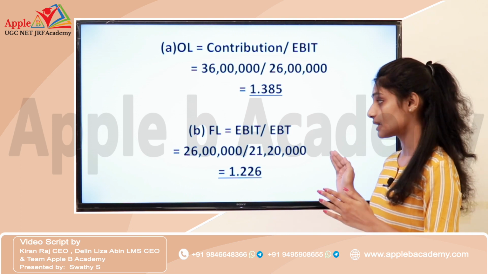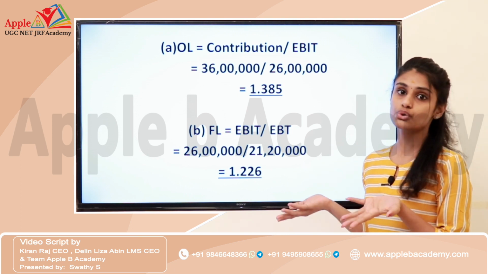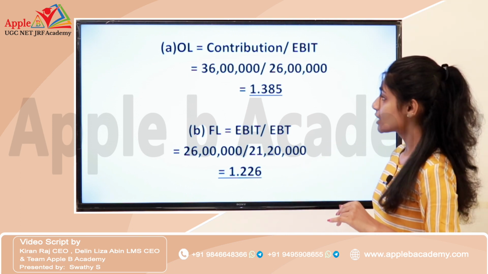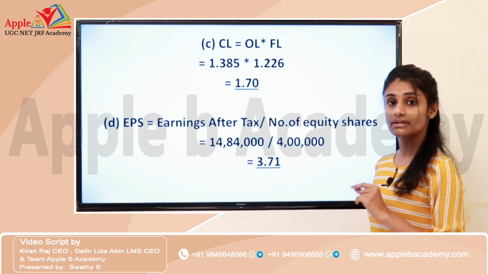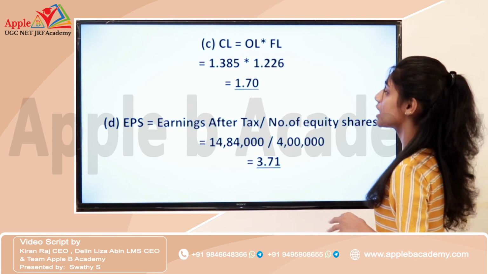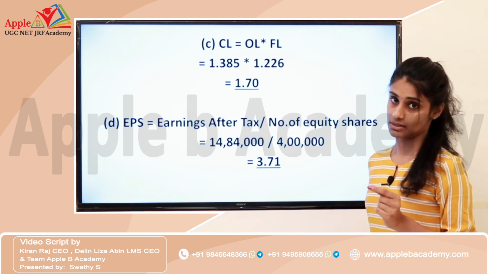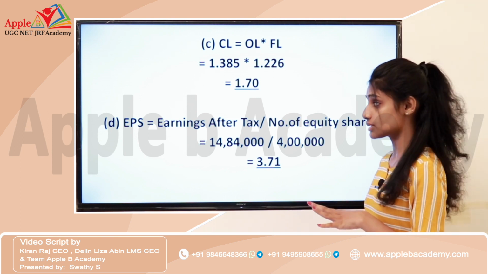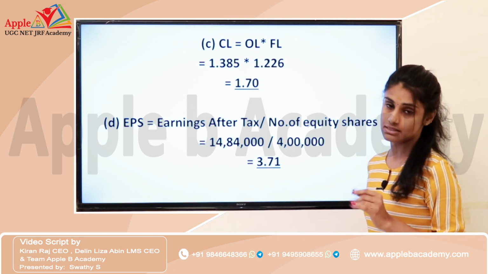So now you have operating leverage and financial leverage, so you can find combined leverage. Okay. So combined leverage is equal to operating leverage into financial leverage, that is 1.385 into 1.226. You will get 1.70. Okay, and the last part of this question is to find out EPS, earning per share.